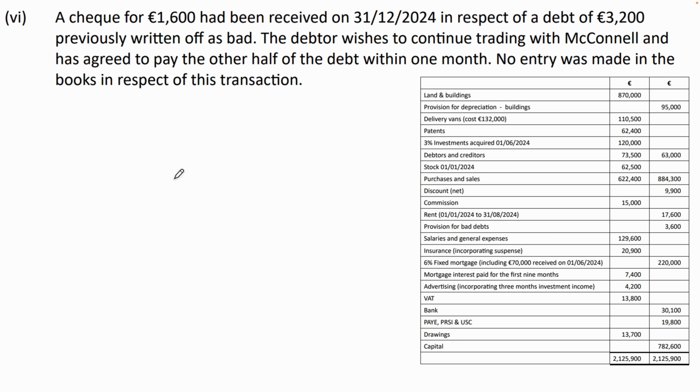All right, note 6. So this is a lovely one. Okay, a cheque for 1,600 had been received on the 31st of the 12th, 2024, in respect of a debt of 3,200 previously written off as bad. The debtor wishes to continue trading with Connell and has agreed to pay the other half of the debt within 1 month. No entry was made in the books in respect of this transaction.